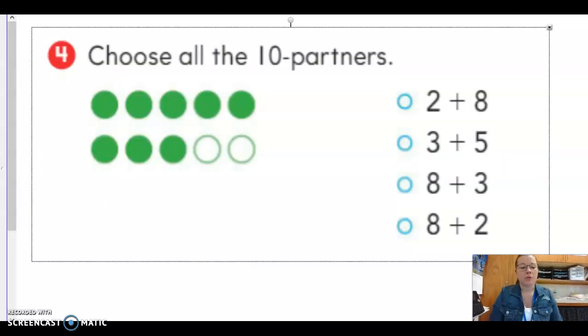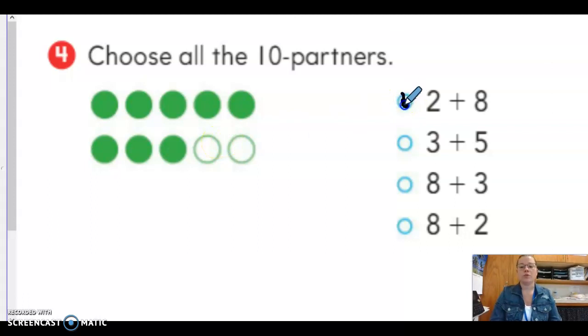The next type of problem you will see tomorrow says choose all the 10 partners. So we have to go over here to the side and look at our choices. We have 8 and 2 more. This looks like 8 and 2 more. Is that a partner of 10? Yep, you're right, so we would fill in this box.